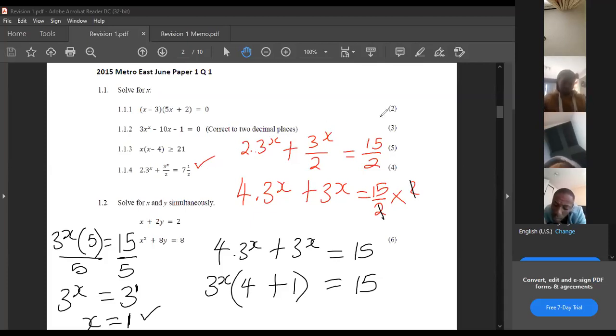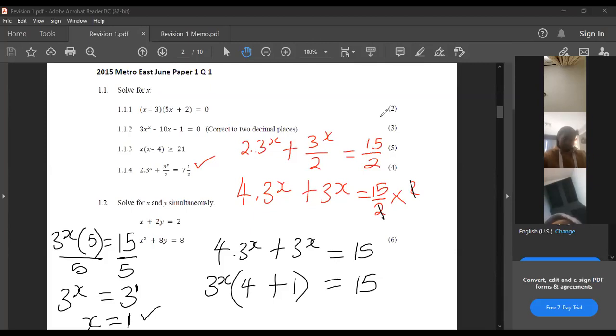All right, I suppose that's quite clear, okay? Now, we're trying to cover everything as much as possible. Let's go to the nature of roots. Let me just get the questions here.